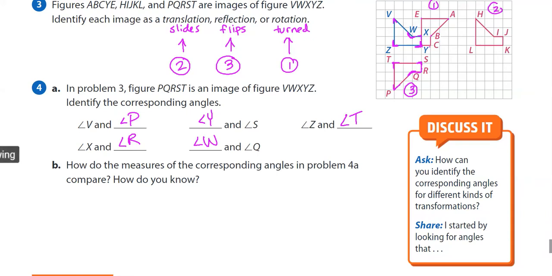How do they compare? Well, it's a rigid transformation. So they're going to be the same, because we're not changing the shape. We're just changing the orientation and location of it. It's a rigid transformation, so they will be the same.